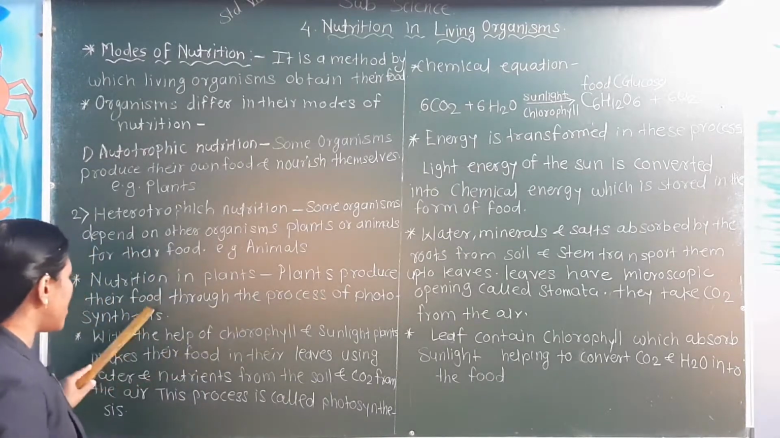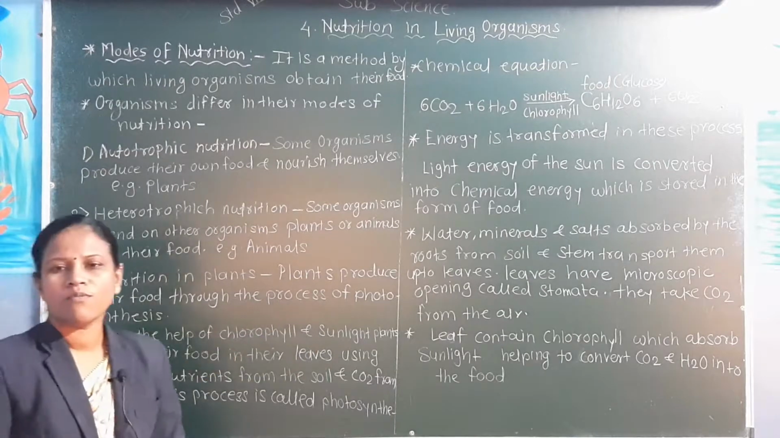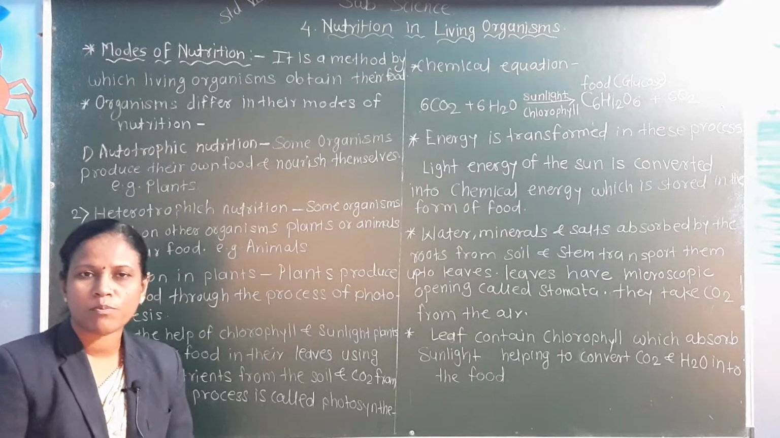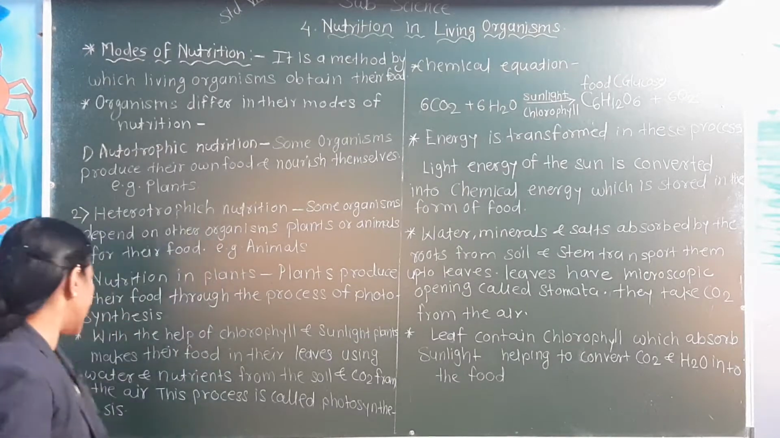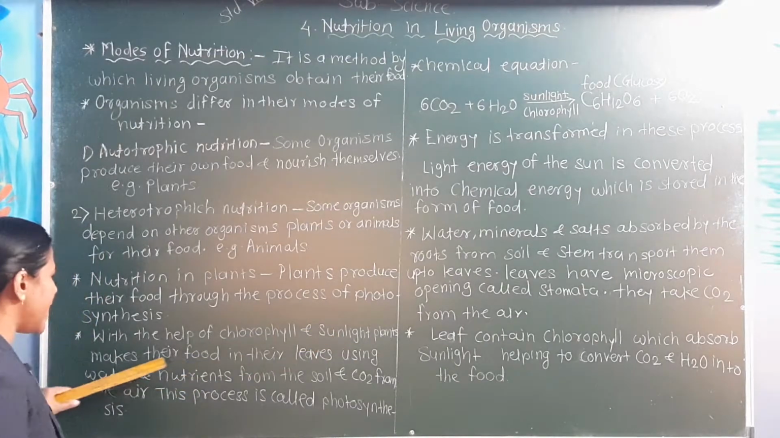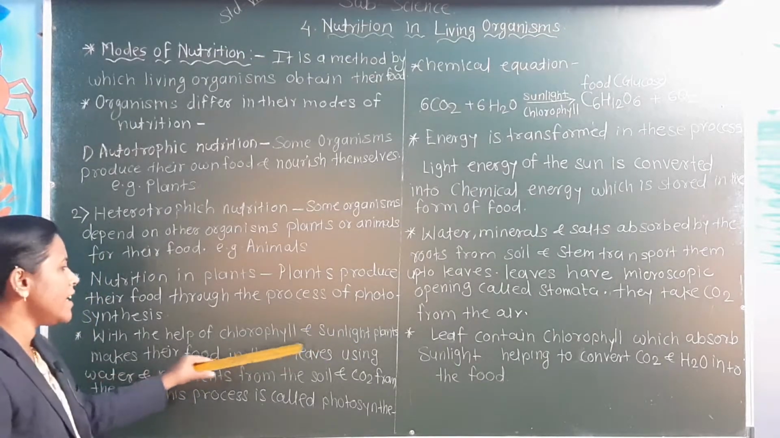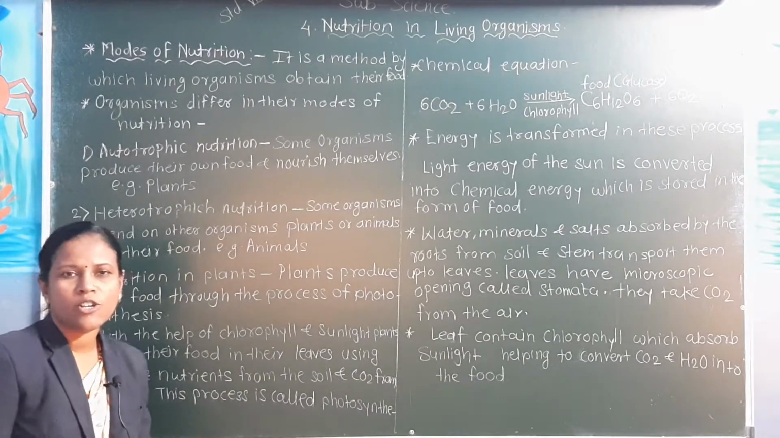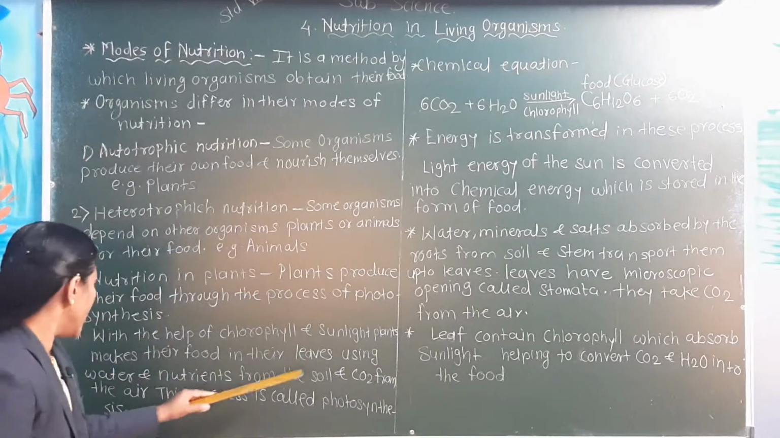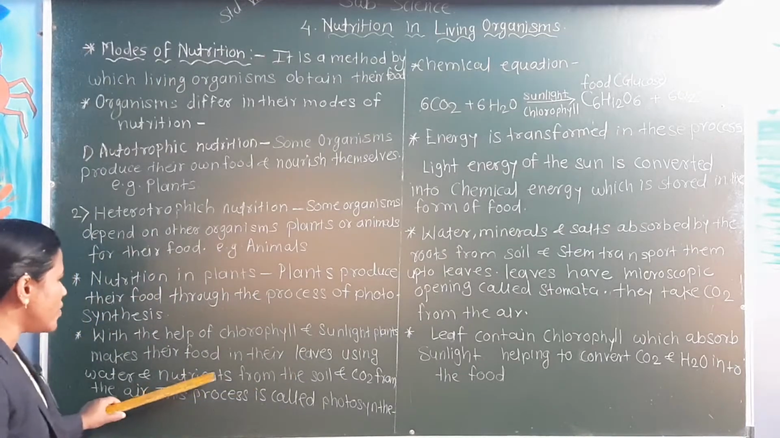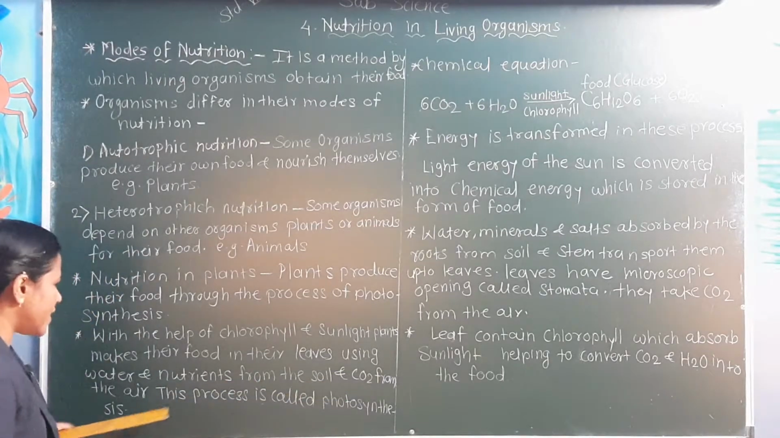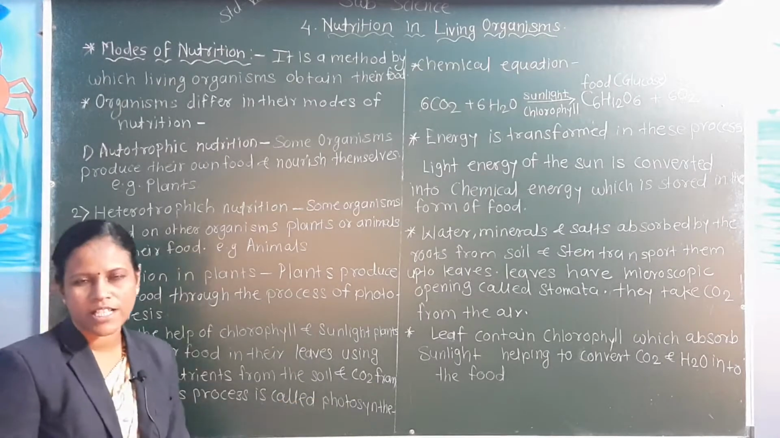Plants produce their food through the process of photosynthesis. Plants make their own food through the process of photosynthesis. With the help of chlorophyll and sunlight, plants make their food in their leaves. Why in their leaves? Because in leaves chlorophyll is present. Using water and nutrients from the soil and carbon dioxide from the air, this process is called photosynthesis.